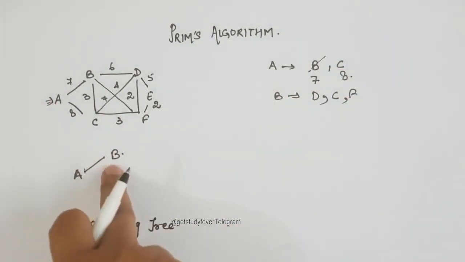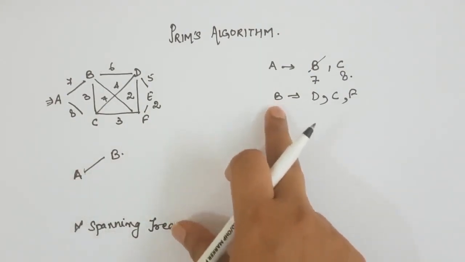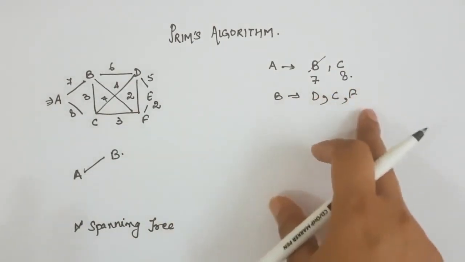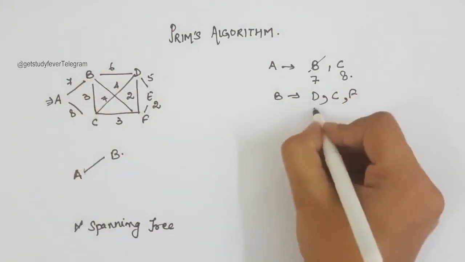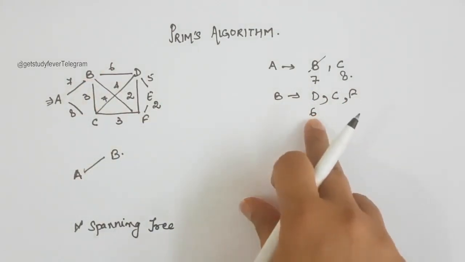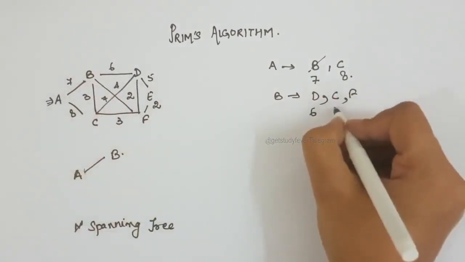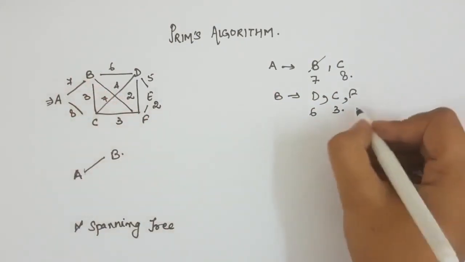Now since I have already included B, I will see what the neighbors of B are. So neighbors of B are D, C and F. Now I will put the weight of each edge here. Let's say in front of D I put 6, which means this is the weight from B to D. From B to C we have 3. From B to F we have 4.